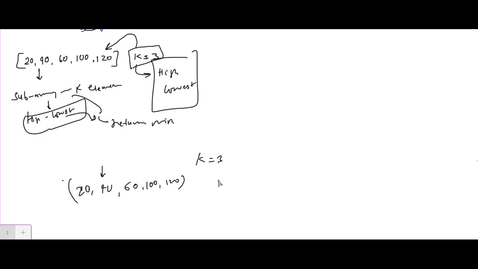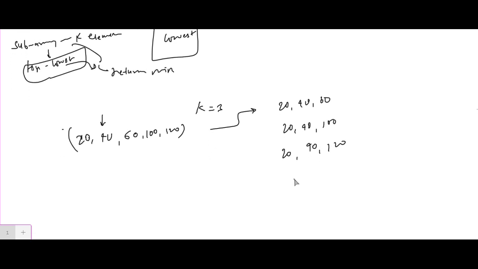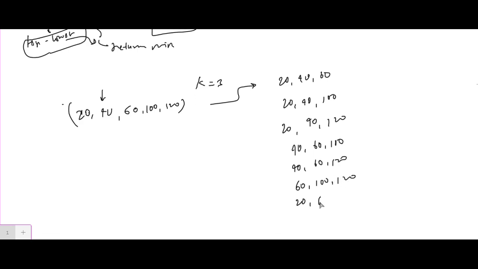Let's see the subarrays that we can create by taking three elements. One is 20, 40, 60. Another is 20, 40, 100. Another is 20, 40, 120. Similarly, other subarrays are 40, 60, 100, then 40, 60, 120, then 60, 100, 120, and also 20, 60, 100 and 20, 60, 120. In that way, we can create all the subarrays.